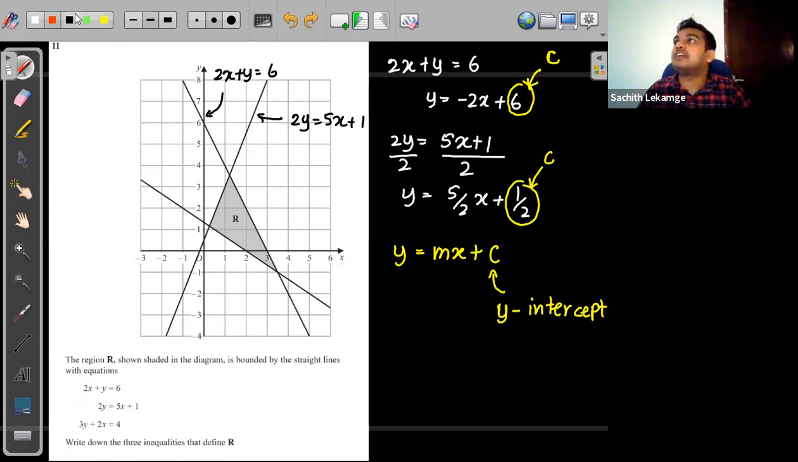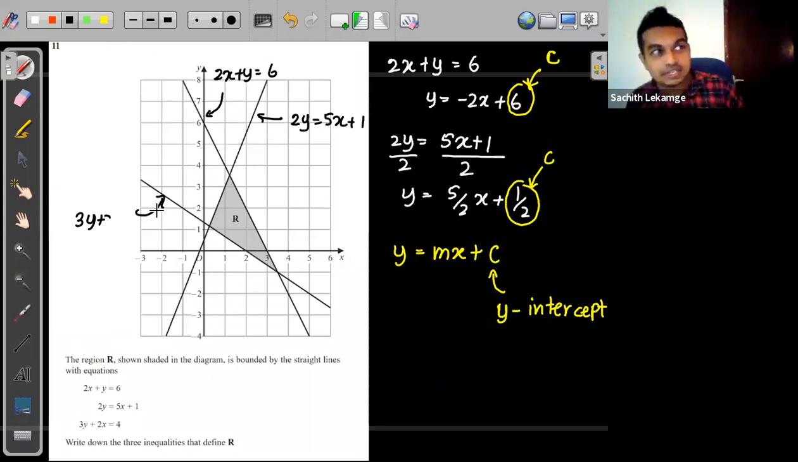Anyway, the remaining one should be the other equation. So I'll mark it as this one. It should be 3y plus 2x equals 4. Got it? Now it's clear?